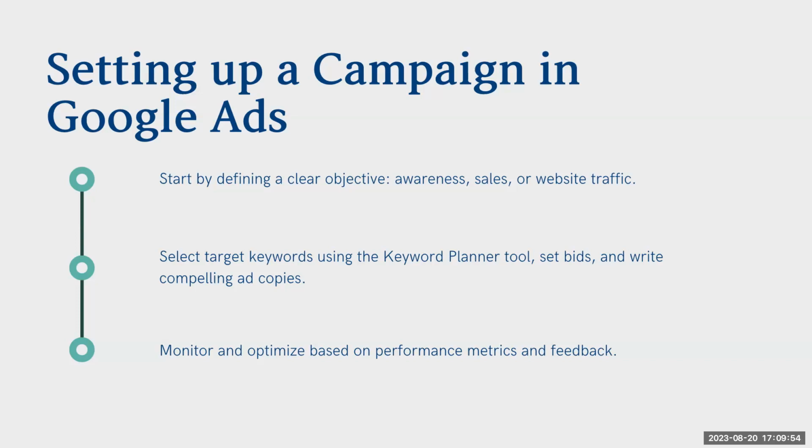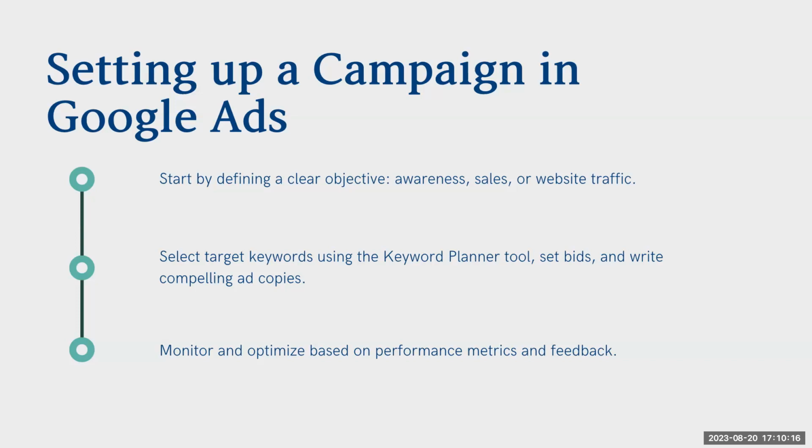Then you want to select your keywords. Within Google, you can use the Keyword Planner tool. You could obviously do that outside of Google too, through other platforms, but for our sake, you want to use the Keyword Planner tool. You want to set bids and write compelling ad copy, which we kind of talked about earlier today.